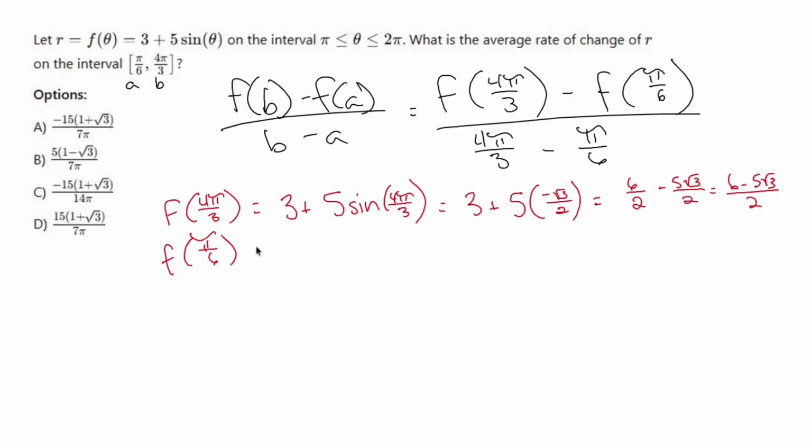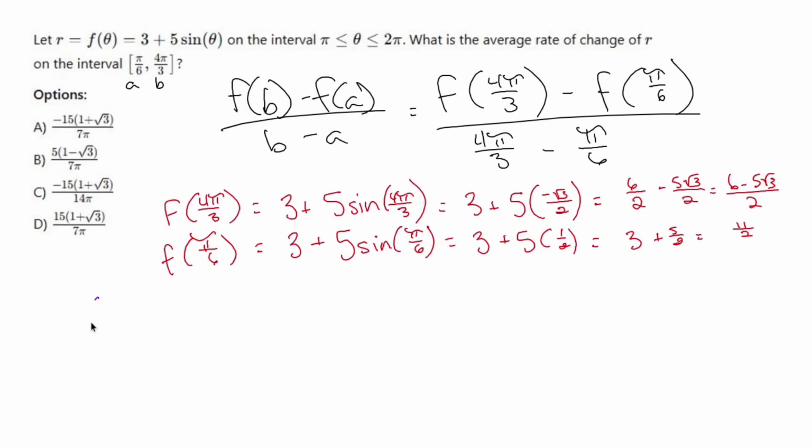All right. What's f of pi over 6? Well, that's going to be 3 plus 5 sine pi over 6. Sine is the y value of pi over 6, which is a half, so 3 plus 5 and a half is going to be 3 plus 5 over 2. Make you 6 over 2, so 6 over 2 plus 5 over 2 is 11 over 2.